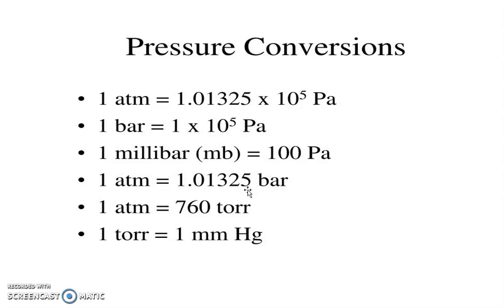Then 1 atmosphere is equal to 760 torr, and 1 torr is equal to 1 mm of Hg. Means 760 mm of Hg is equal to 760 torr is equal to 1 atmospheric pressure. So this is about the units, and how you can convert them is very important.